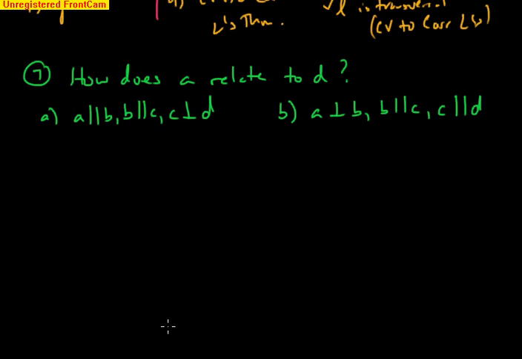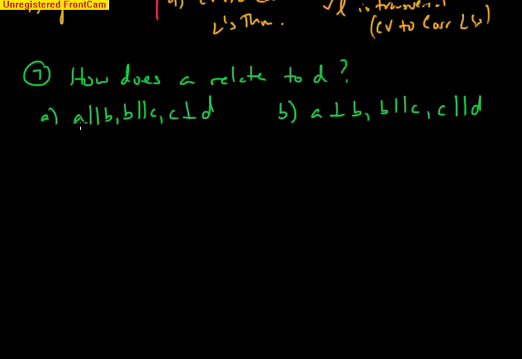Okay, last problem I have for you, two parts. The question is, how does A relate to D? Okay, and we have to use these theorems that we learned in section 4. The transitive property of parallel lines, the fact that if two lines are perpendicular to the same line, then they're parallel. And then the last one, if one line is perpendicular to one of the parallel lines, then it's perpendicular to the other parallel line. Okay?